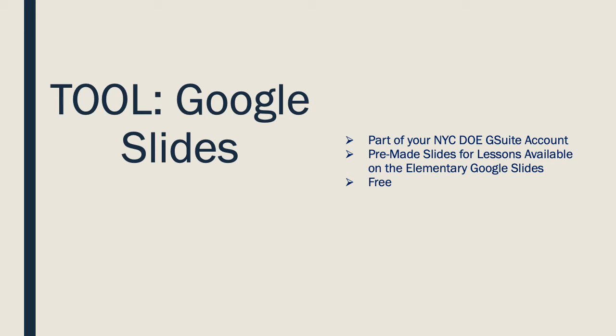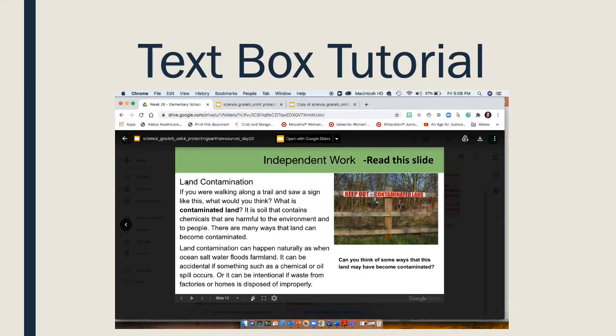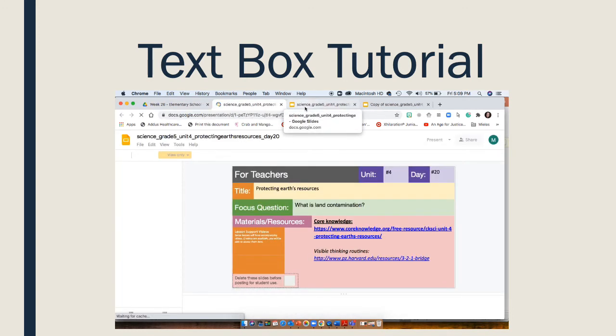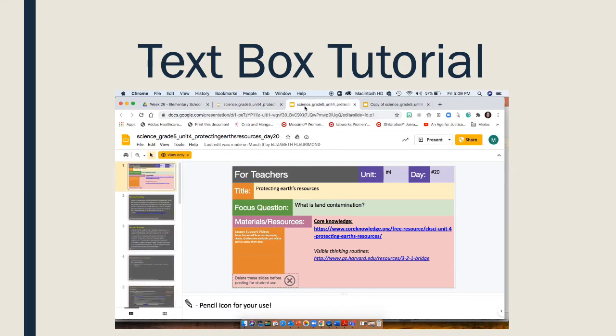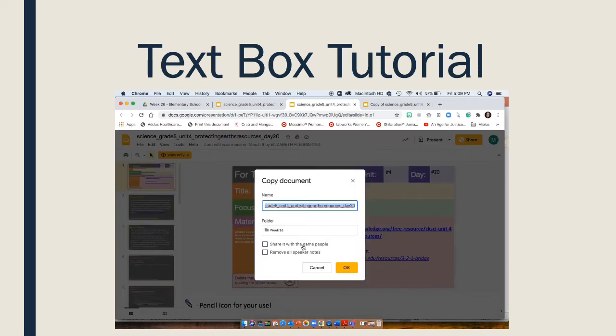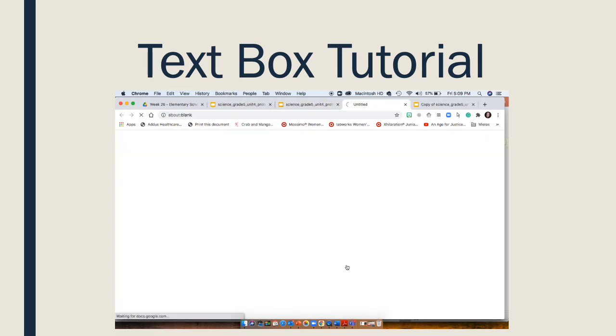Let's check out this quick tutorial on text boxes. Here's your tutorial on how to make a text box on Google Slides. First, open Google Slides. Next, I'm going to click File, Make a Copy, Entire Presentation. Click OK, and your copy will be made.